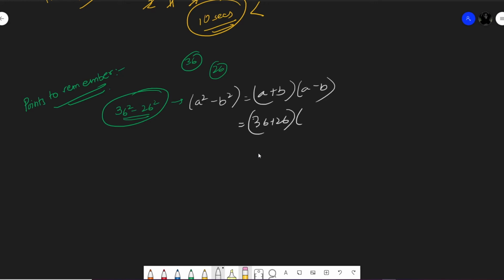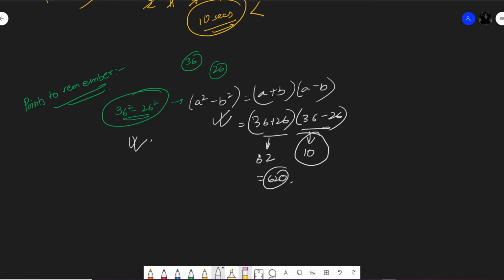36 plus 26 into 36 minus 26. You know that this part will be 10, and this part will be 62, right? Equals 620 is the answer. You can do this by this method. This is quite easy. If you find that the difference between two numbers is 10, do it by this method, because you know that this part will be 10, and anything multiplied by 10, only a 0 is added. So you just need to add these two numbers. There are no complications in this.